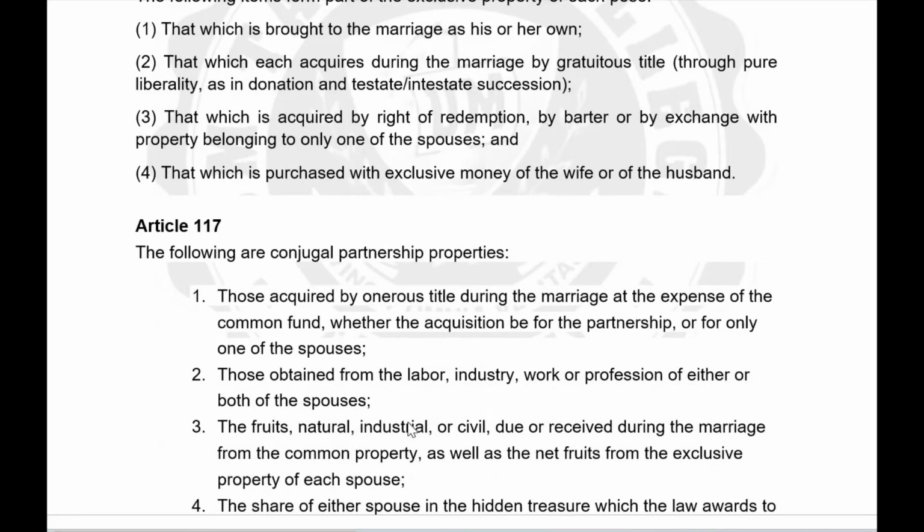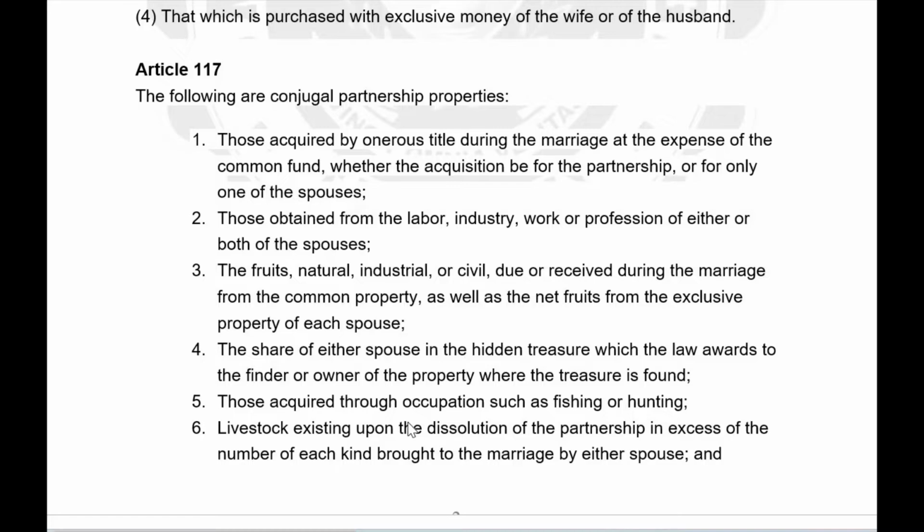So what are the conjugal properties? Under conjugal partnership of gains, the conjugal properties are, first, those acquired by onerous title during the marriage at the expense of the common fund, whether the acquisition be for the partnership or for only one of the spouses. Take note that this is onerous, because acquisition by gratuitous title during marriage is exclusive. However, if it is an onerous acquisition, not a gratuitous one, then it is part of the conjugal properties.